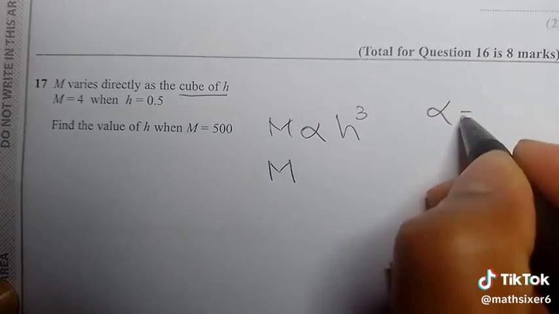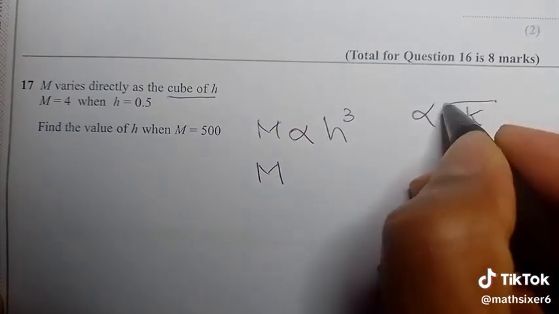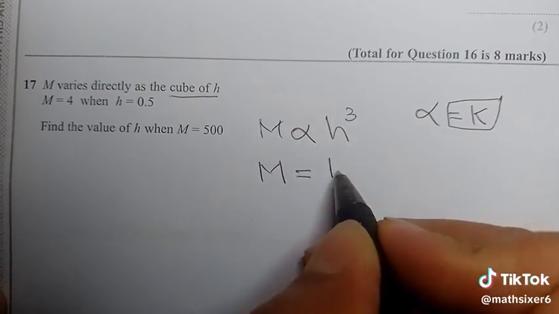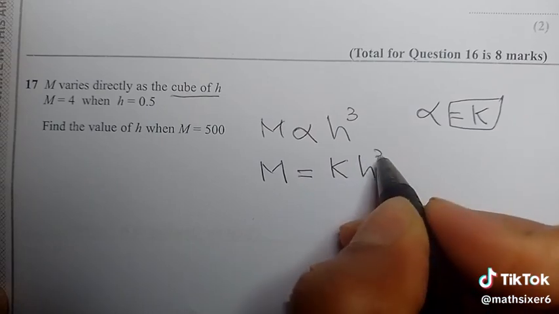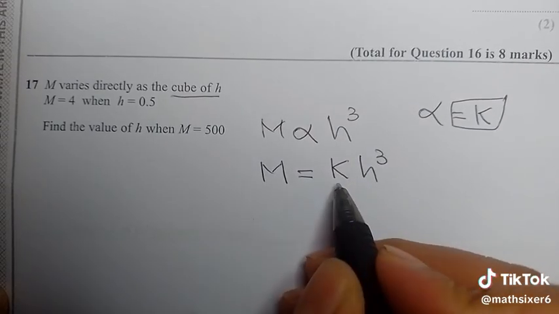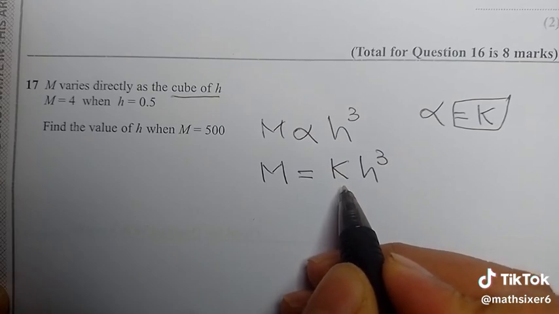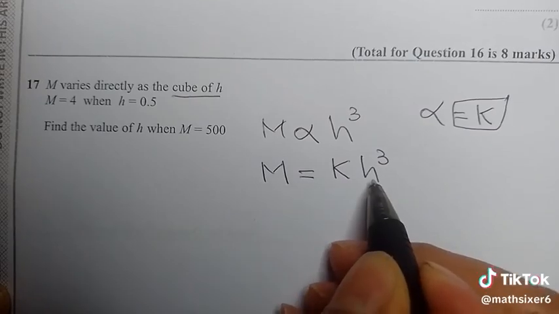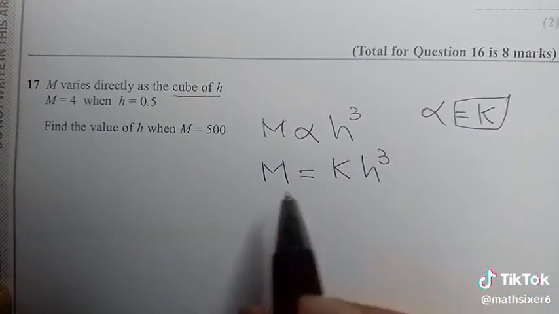So we always change this proportionality sign with the equal sign and our constant, k, and then h cubed. So that's called the formula. If you substitute the k value in there, sometimes they're going to ask you in the question to write down the formula in terms of m and h. So you just need to substitute the k value. Let's read the next line.